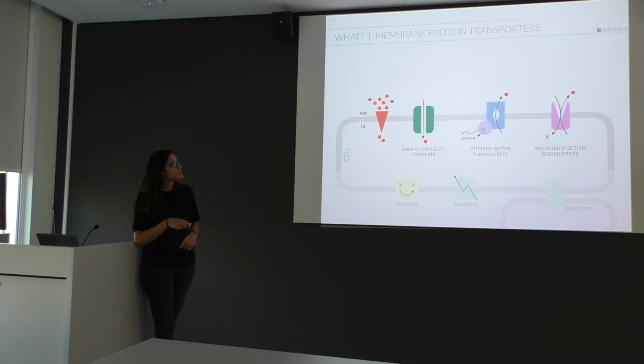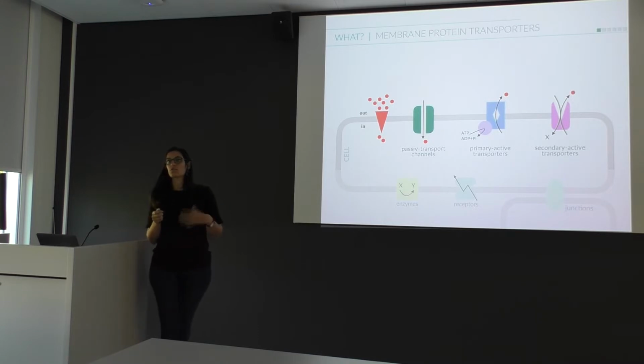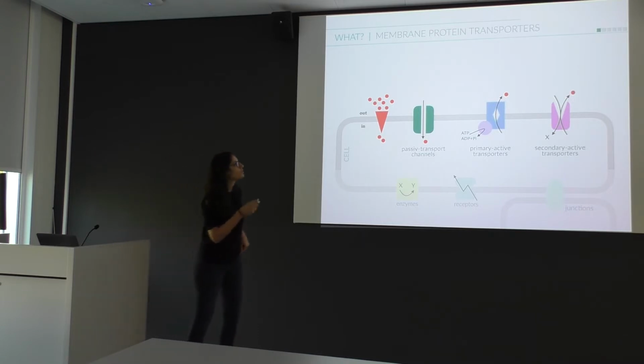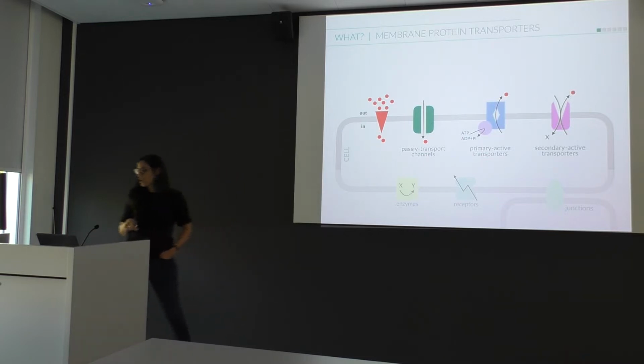And here you then start dividing again among secondary active and primary active. This is just the source of the energy for this process. If you have a primary active transporter, this is where you have a direct hydrolysis of ATP. And I really work on, or have been working on, all 3 classes.